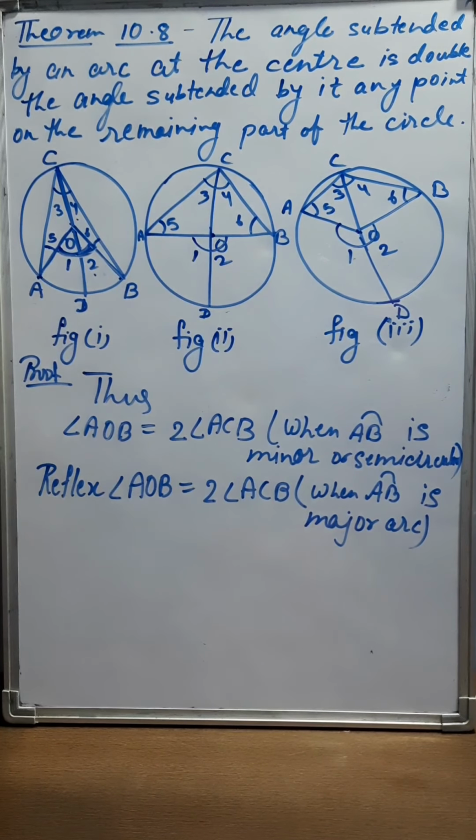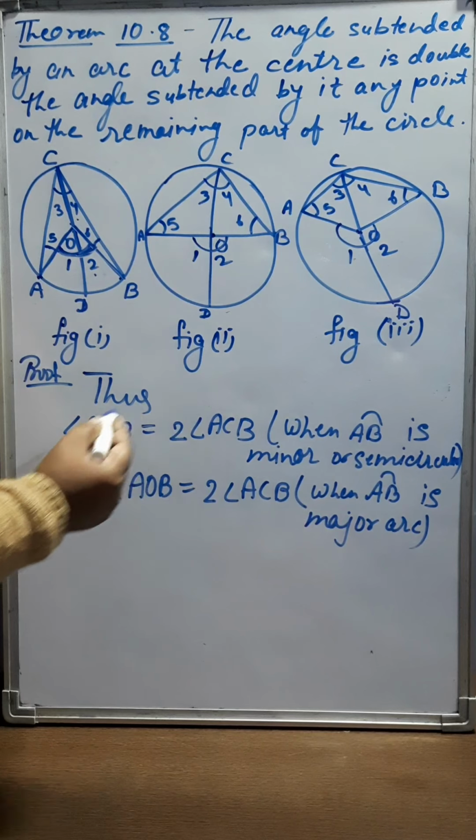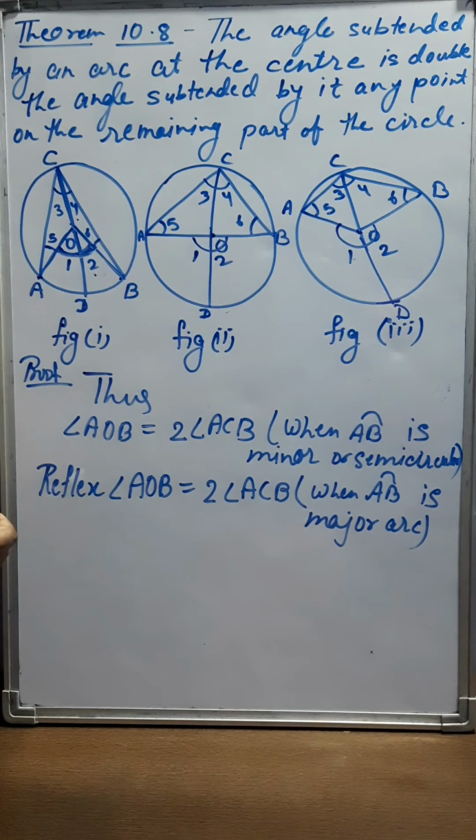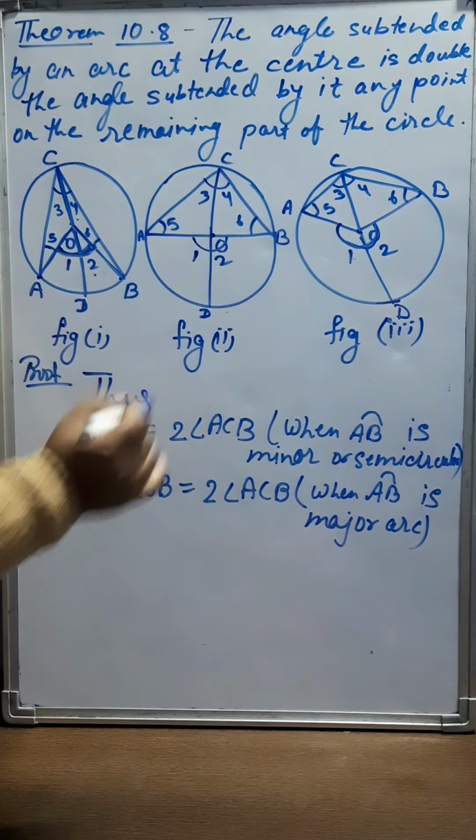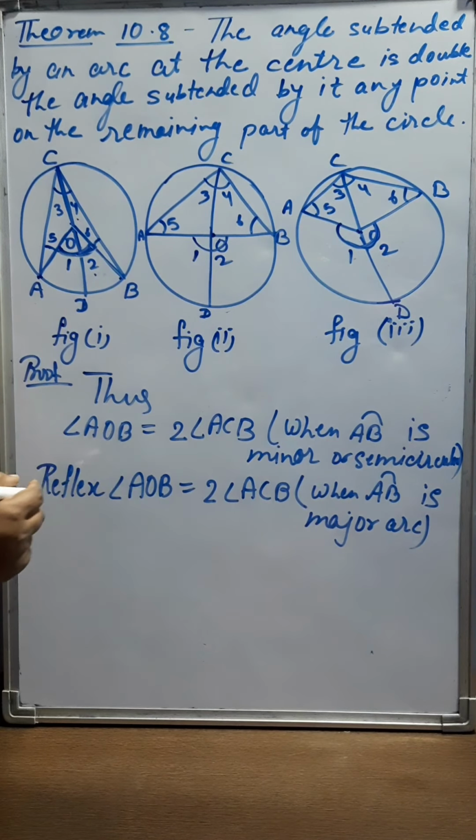Thus, students, we can write angle AOB is equal to twice of angle ACB when AB is a minor arc or semicircular arc, and reflex of AOB is equal to twice of angle ACB when arc AB is the major arc. So in this way, students, this theorem is over.